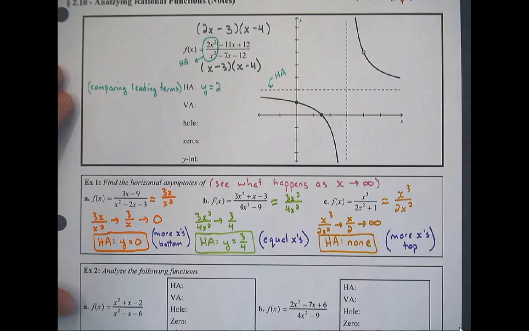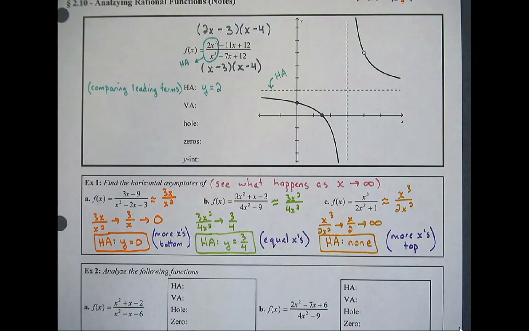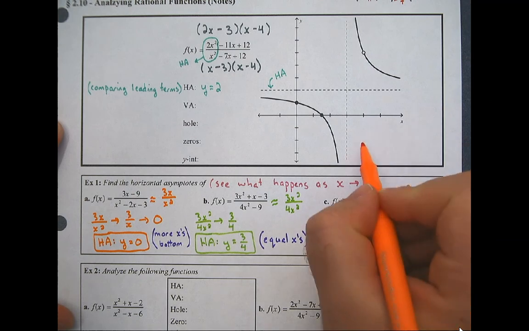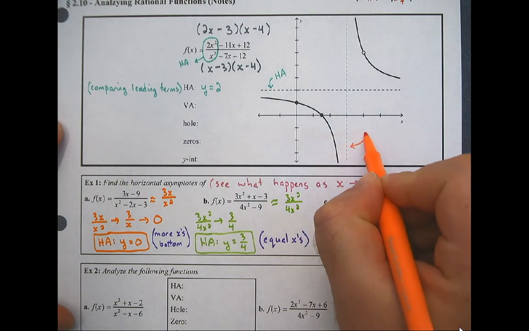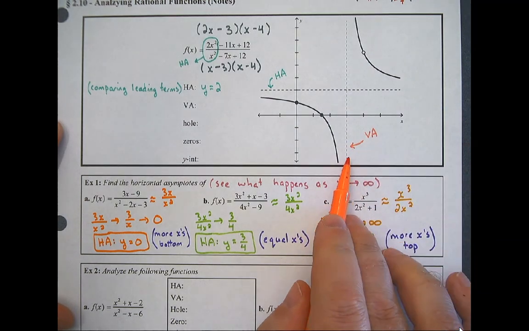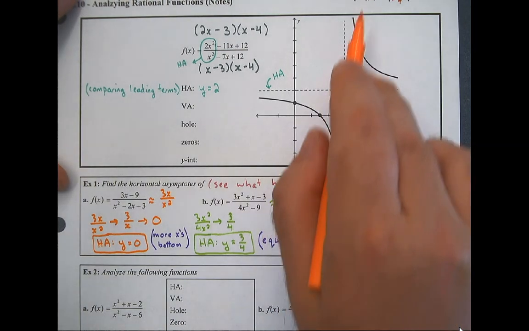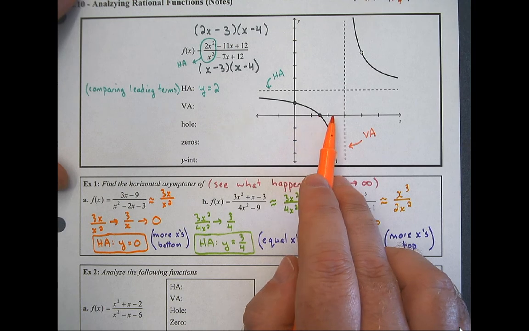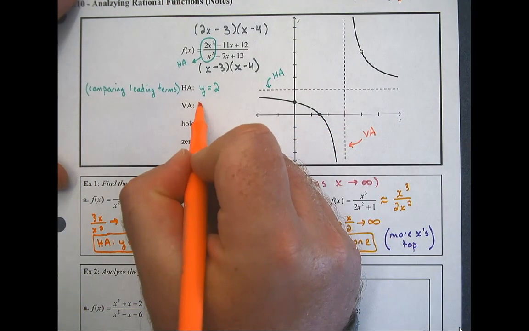So now let's try to look at the picture and figure out where our VA is. Well, the VA is the vertical line. So let's draw a little arrow here. This is what we call the VA, the vertical asymptote. It's the vertical line that separates the two branches of our hyperbola. So our vertical line goes 1, 2, hits at x equals 3.